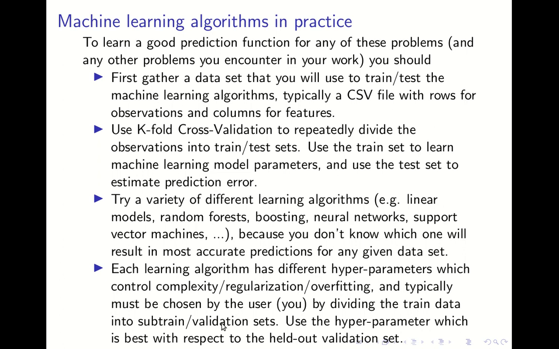The idea is that the subtrain data will be directly used by the algorithm to optimize the parameters which are used for making the predictions. And then the validation set will be used to select which of the hyperparameters is best with respect to a held out validation set. That's a little bit abstract, we'll get to an example pretty quick. But that's one of the big ideas of machine learning. I think it's really important to try to understand model complexity, regularization, and overfitting, so I'll be talking about that a little bit in this section.